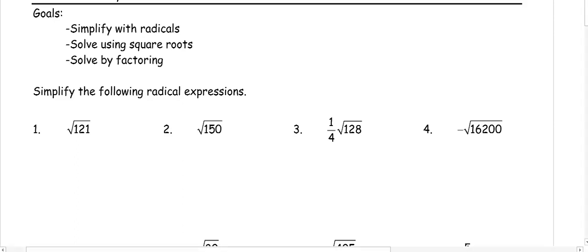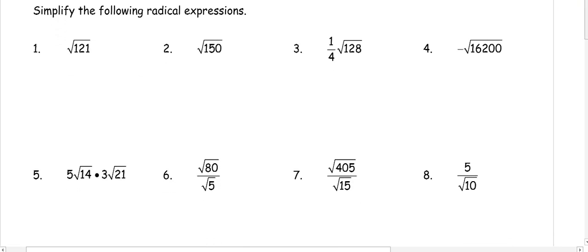Hello, this video is about reviewing some of the algebra topics that will be useful in this upcoming unit. In this video we are going to review simplifying with radicals, solving using square roots, and solving by factoring. First, when we are solving with rational expressions, we're simplifying using radicals.